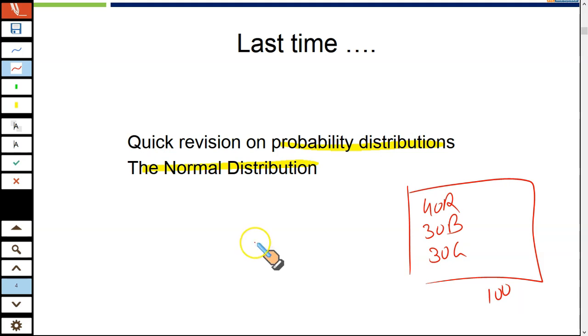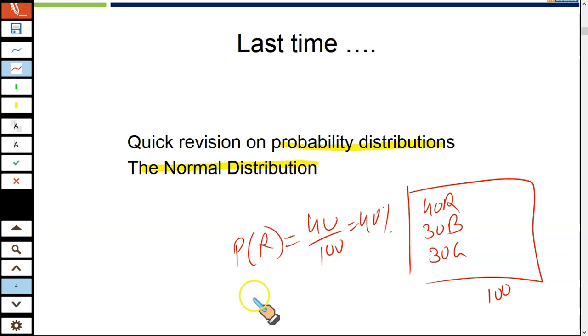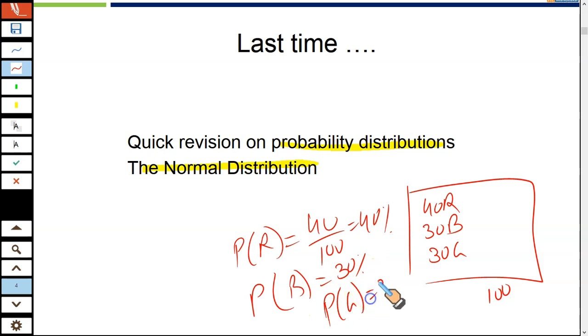Like for example, if I get one ball, what is the probability it's red? There are 40 red balls out of 100. So it means the probability of getting a red ball is 40%. Similarly, the probability of getting a blue ball is 30%. That is 30 out of 100. And of course, probability for green is 30% as well. So we are not exactly sure, but you can predict the likelihood of picking each color.